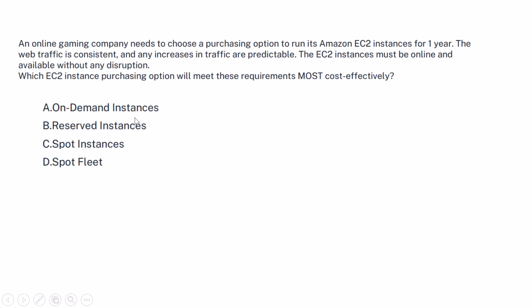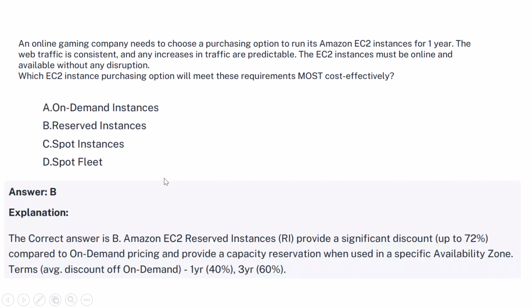Option A, on-demand instances. Option B, reserved instances. Option C, spot instances. Option D, spot fleet. The right option for this question is option B. Amazon EC2 reserved instances provide a significant discount of up to 72% compared to on-demand pricing and provide a capacity reservation when used in a specific availability zone.